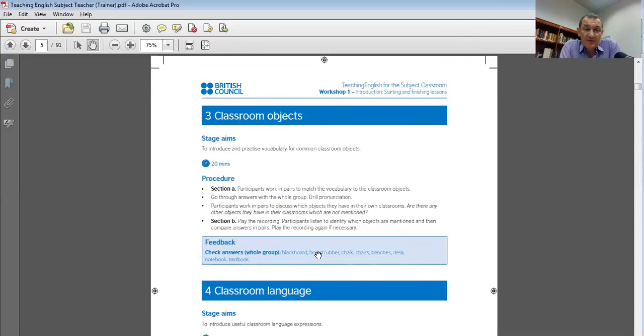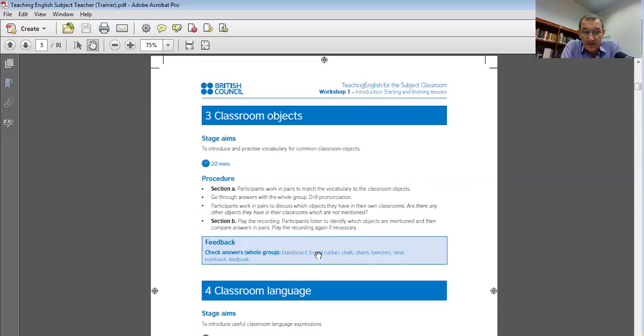Stage 3, classroom objects. The aim is to introduce and practice vocabulary for common classroom objects. There are 4 steps in the procedure. Section A, participants work in pairs to match vocabulary to the classroom objects. Go through the answers with the whole group and try to ensure that they are pronouncing the words correctly. So this could be a choral drill where you pronounce the word and get everybody to repeat the word.